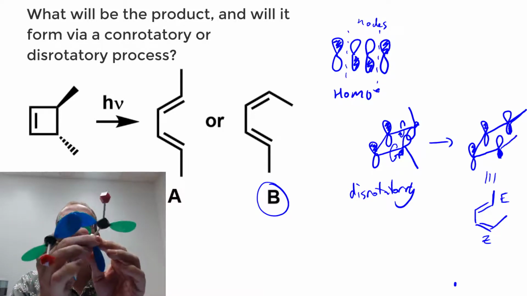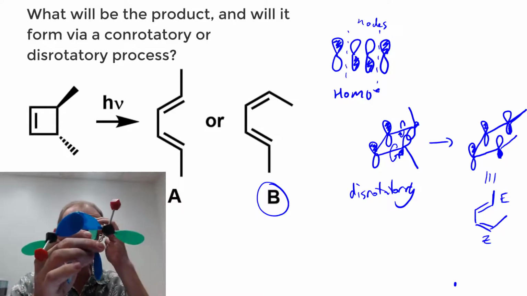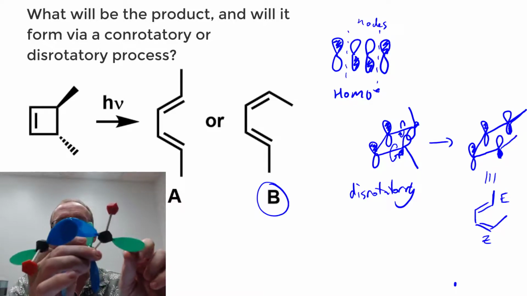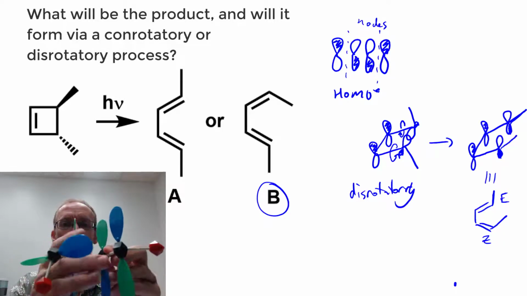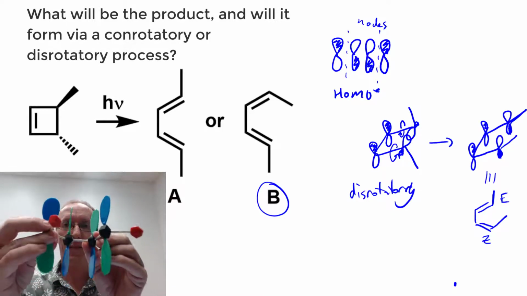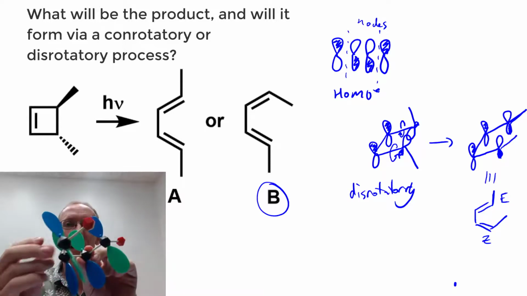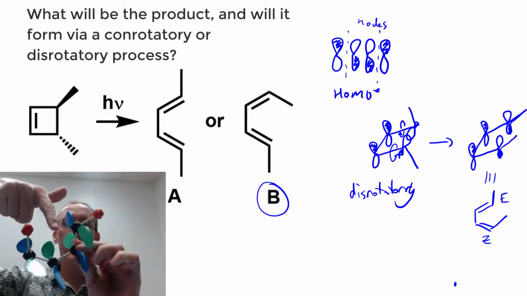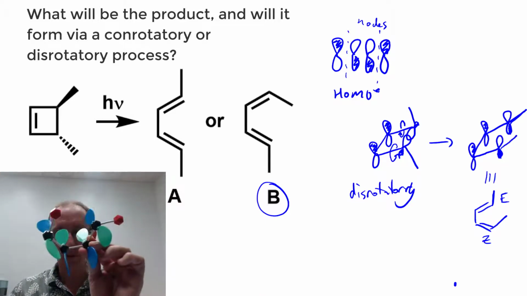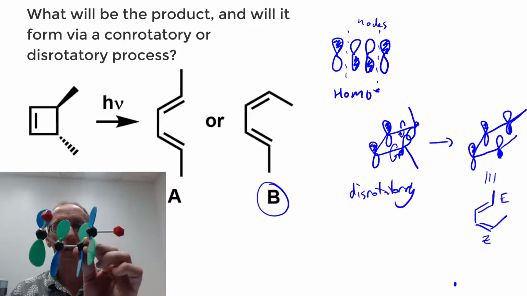And we end up with the trans cyclobutene. And then in the forward direction, as it's drawn in that arrow, if we want to go to the HOMO, then we have to rotate one so that it goes out of phase with the neighboring orbital, and the other so it goes out of phase with the other orbital there, and we end up with the ZE diene again. So that's good. Just double check that it's correct.